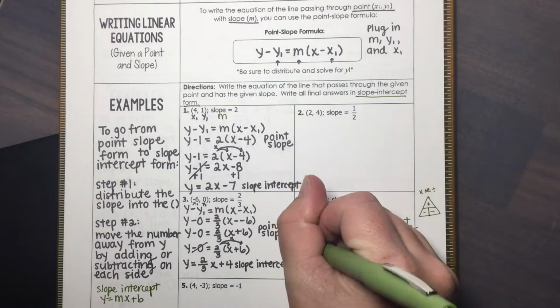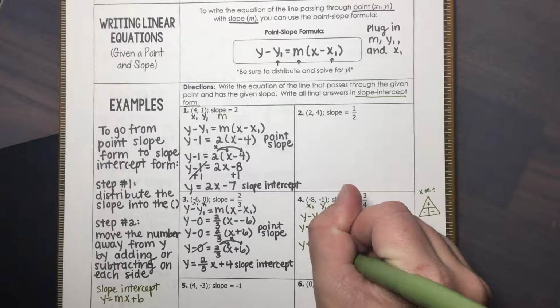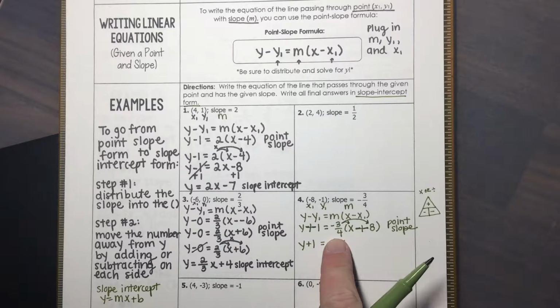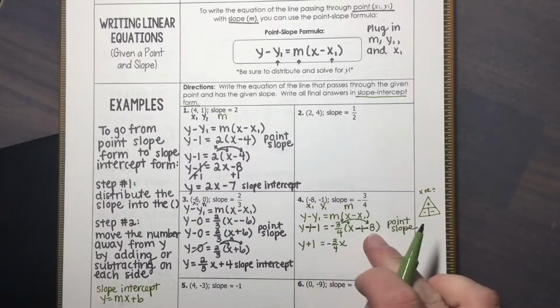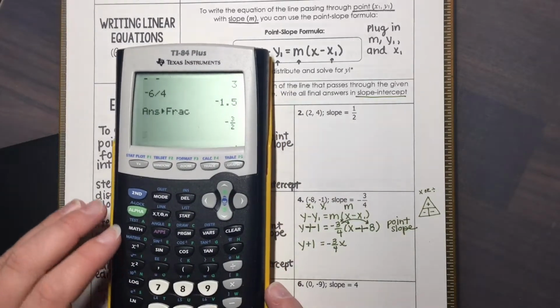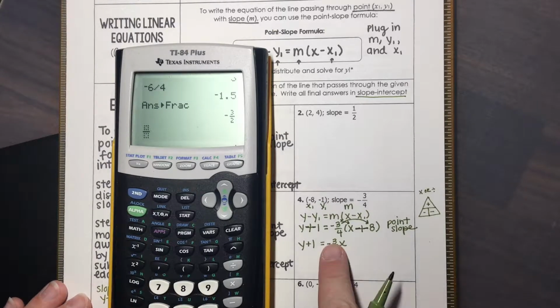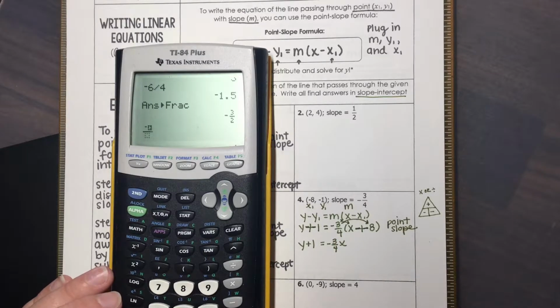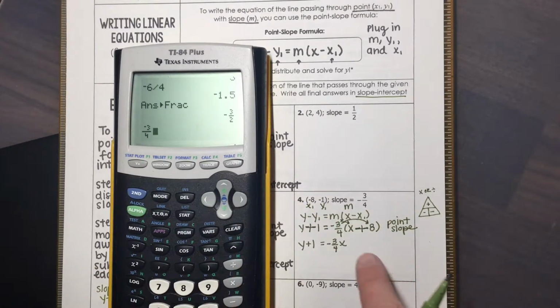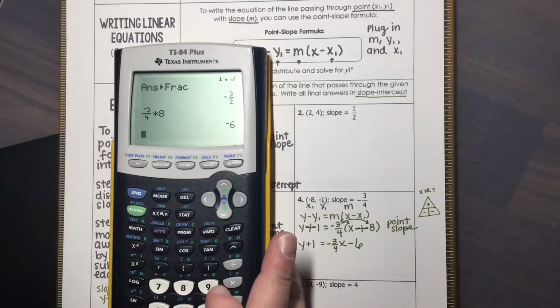All right, so I get y plus 1 equals, I have negative 3/4 times x, which is just going to give me negative 3/4 x. Then I have negative 3/4 times, remember this is multiplication, times a positive 8. I'm going to show you in a calculator just so we remember how to do fractions. So I hit alpha, y equals, enter to get my fraction. I plug in negative 3/4, I arrow over, I have to do times a positive 8, and I end up getting a negative 6. So I write minus 6 there. We can use our calculator to help us out with those fractions.